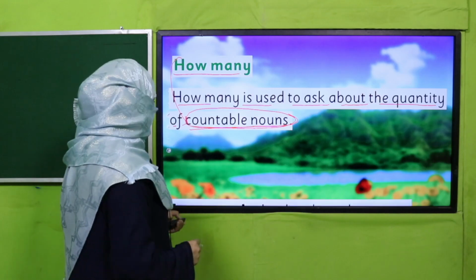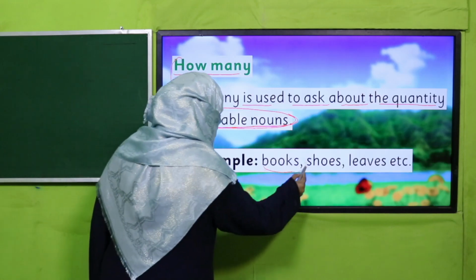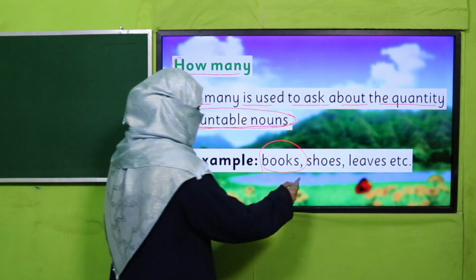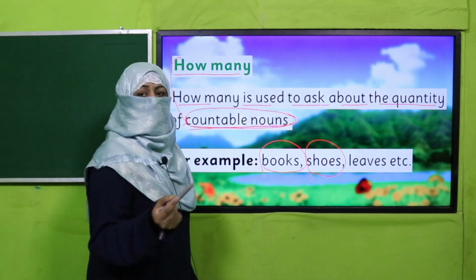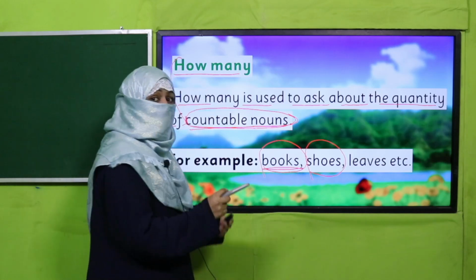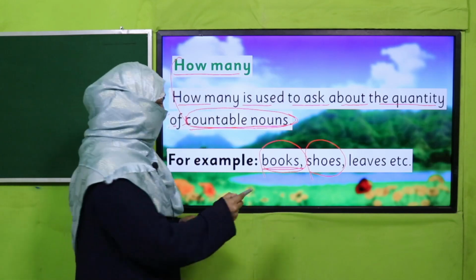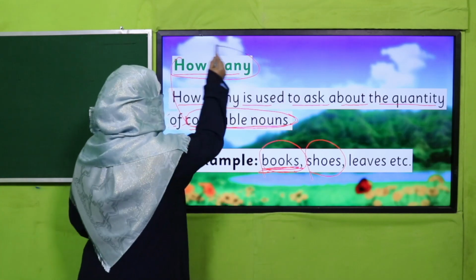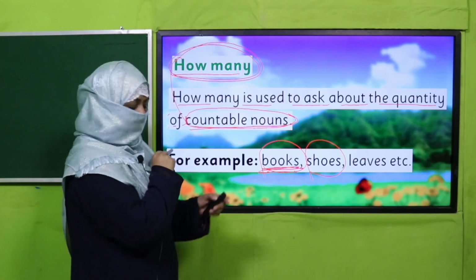Okay? Like books. How many books are there in your bag? Shoes. How many pairs of shoes do you have? Right, now I know I can count books. 1, 2, 3. So, countable nouns are being inquired about by using how many. Right?